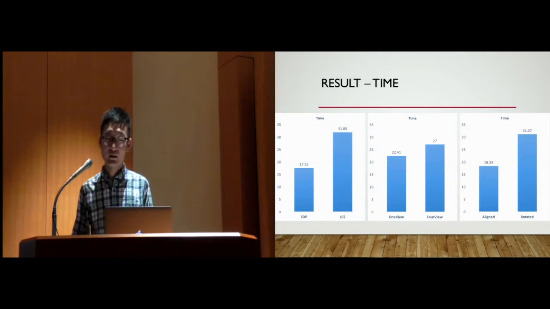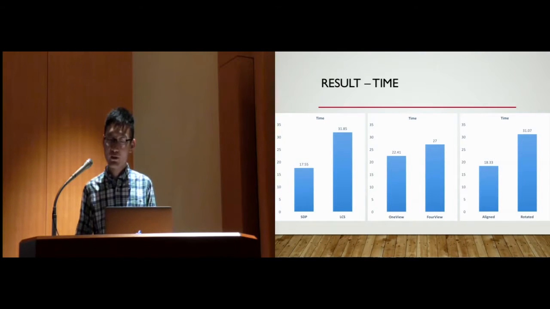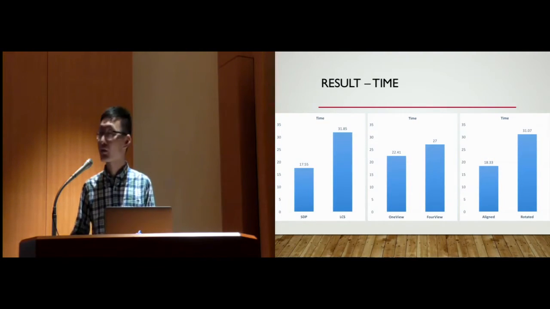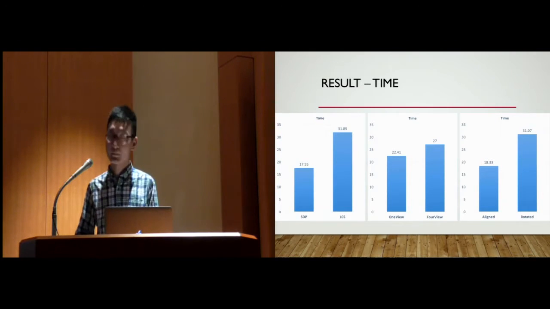Here's the result in terms of time. Again, we get significance for all the 3 factors. So shift sliding with depth pop is faster than widgets. 1-view is significantly faster than 4-view, and the aligned condition is significantly faster than the rotated condition.